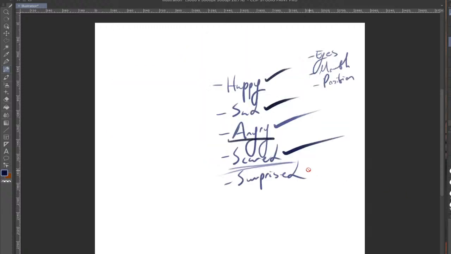Let's go back and go over these. So happy, this is going to be pretty simple. Remember to push in towards the eyes from the cheeks with the way that the mouth curves up. Sad is going to push the whole face down from the sides. Angry is going to push the face inward.